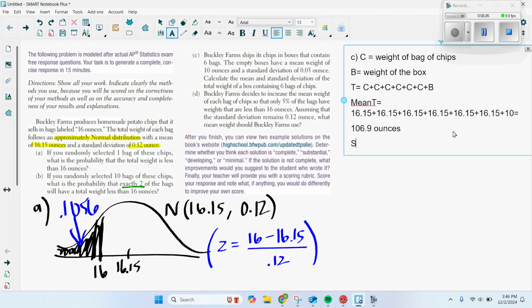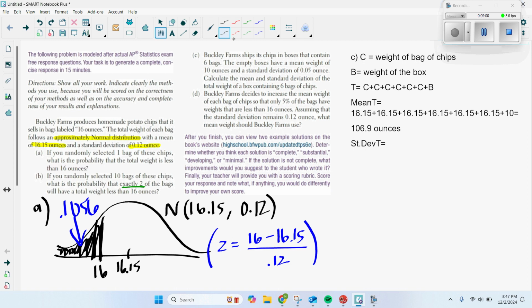Now, standard deviation is trickier because I cannot just add their standard deviations together. You might remember that I need to add their standard deviation squared, which means I'm adding their variances. So the chips had this standard deviation. Okay, I'm gonna have to just write this one because there's too many subscripts and things. The chips were 0.12. So this is the variance of 1 bag of chips.